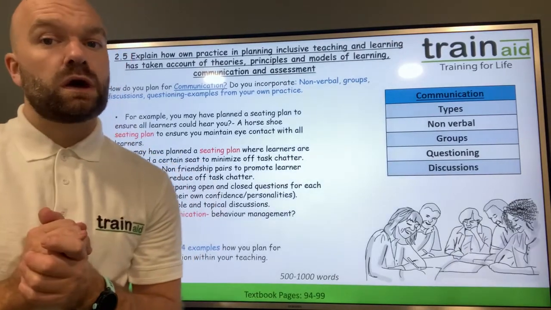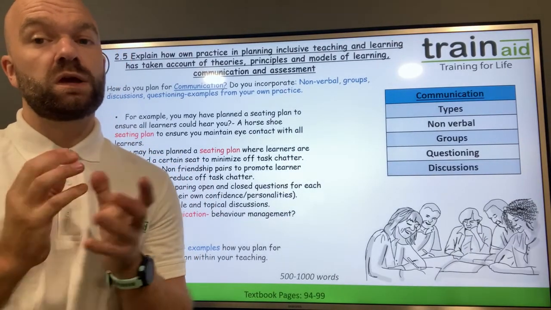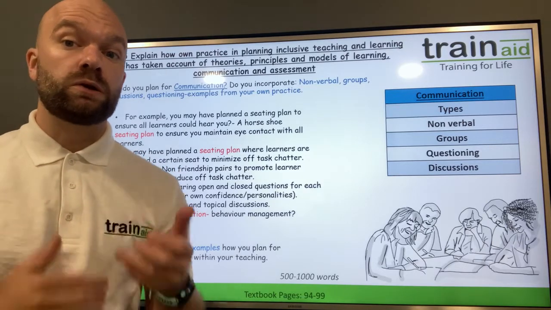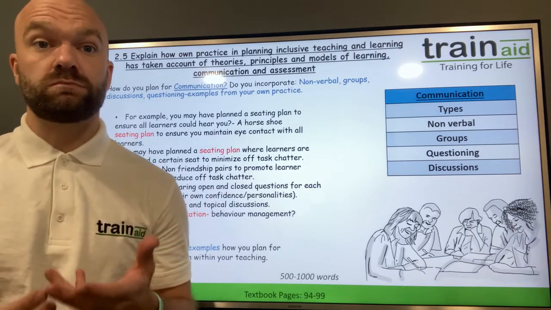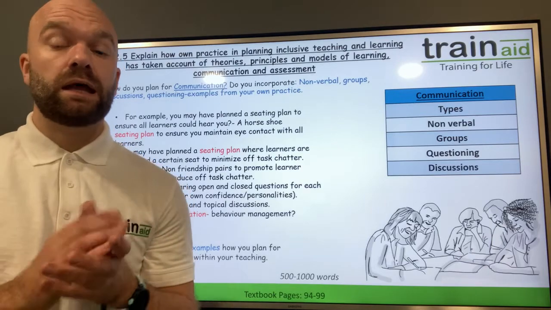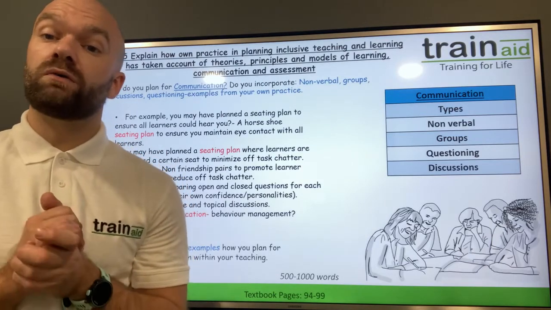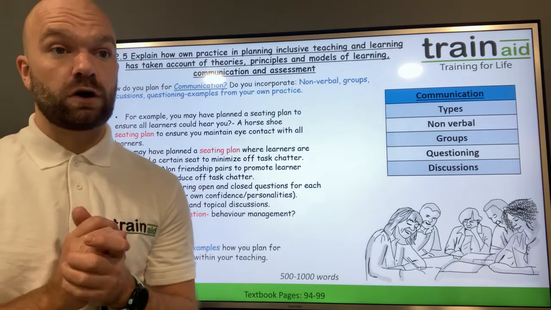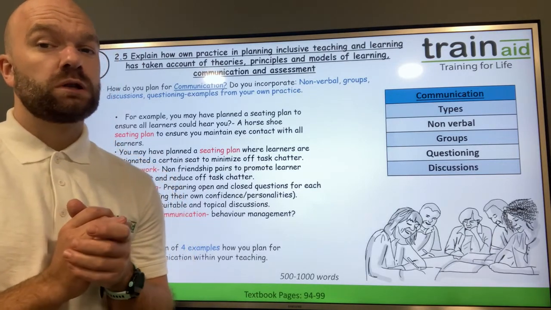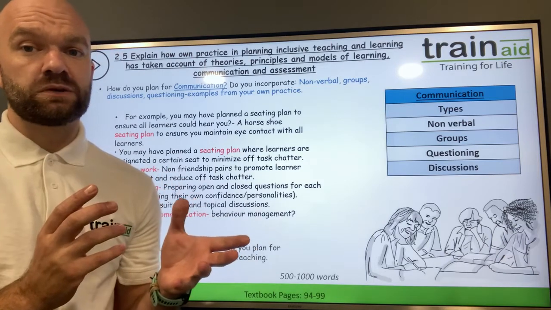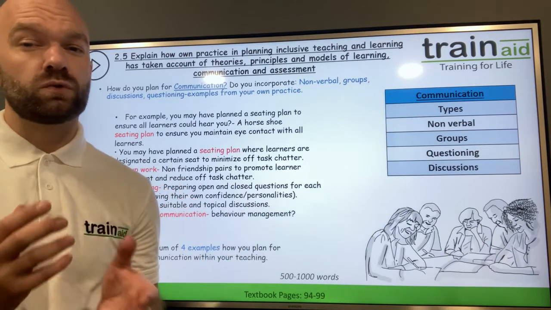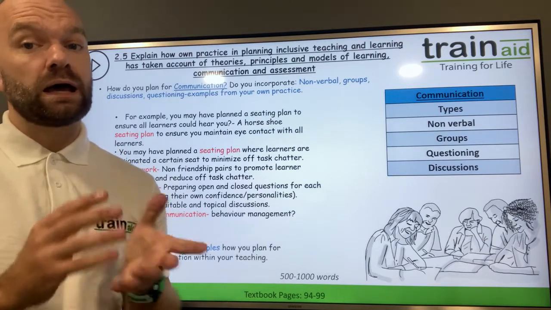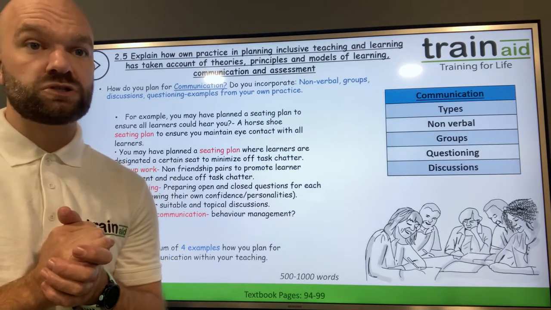Following on with criteria 2.5, we are looking at effective communication. We're looking at different communication methods, types, and how you plan for effective communication within your teaching environment. Okay, so we're looking at your planning skills here, and once again we're looking for roughly 4 to 5 different examples of how you plan for effective communication.